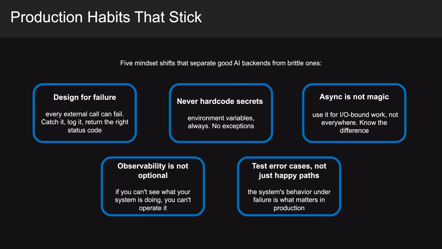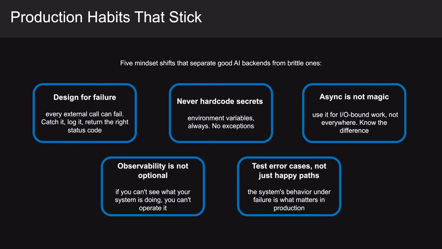Look at the 5 cards on screen. These are the mindset shifts that separate good AI backends from brittle ones. Design for failure. Every external call can fail. The LLM, the vector store, the database. Catch it, log it specifically, and return the right status code. Never hardcode secrets. Environment variables, always. No exceptions.